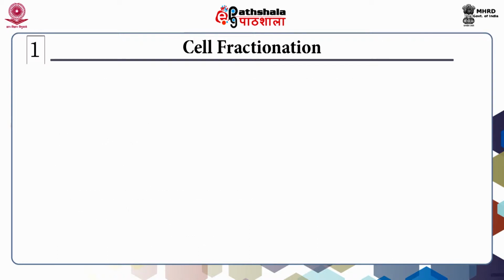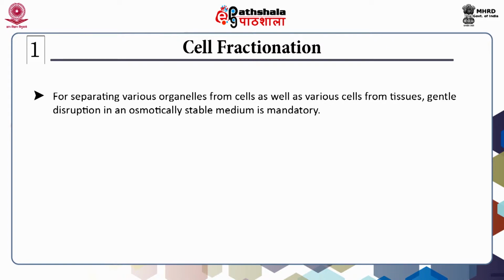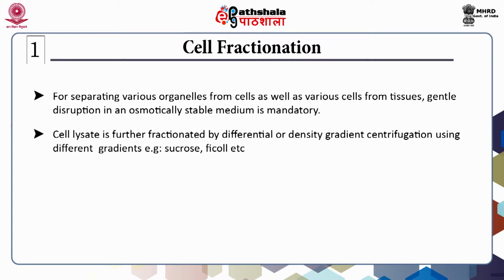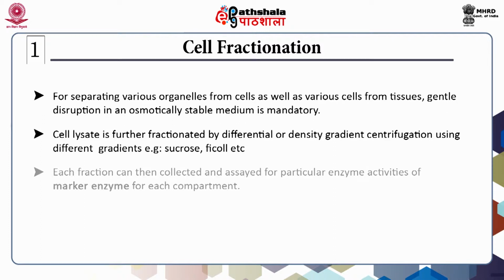The most traditional method to study cell compartmentalization is cell fractionation, where cells from tissues as well as organelles from cells can be separated by gentle disruption in an osmotically stable medium. This crude tissue homogenate or cell lysate can be further fractionated by differential or density gradient centrifugation using various gradients like sucrose, percoll, ficoll and so on. Each fraction can then be collected and set aside for assaying particular enzyme activities.